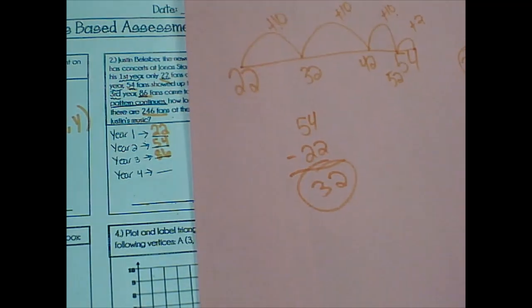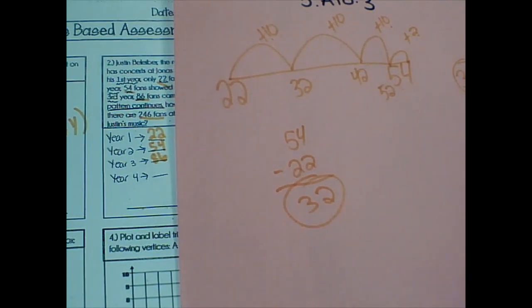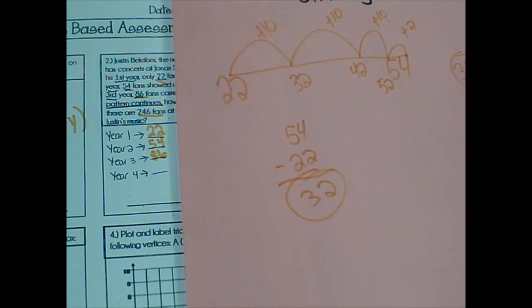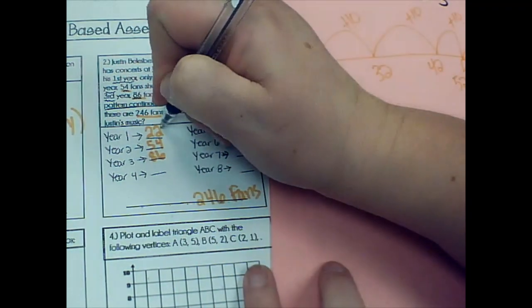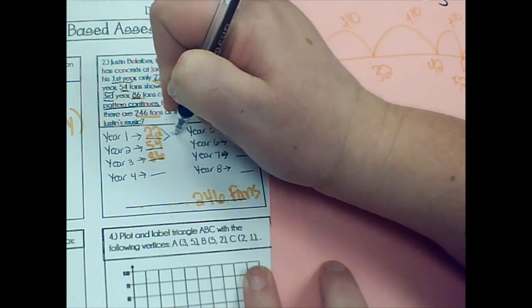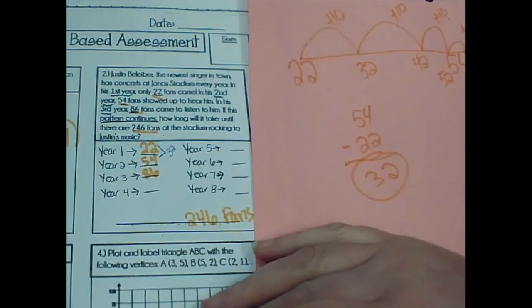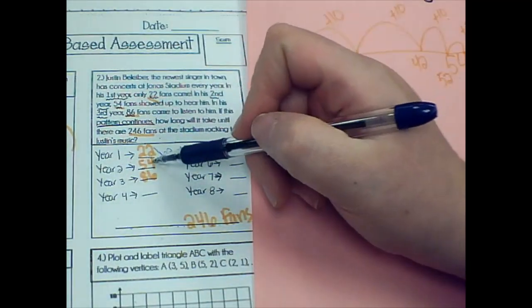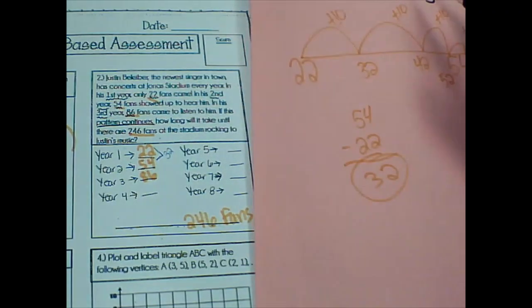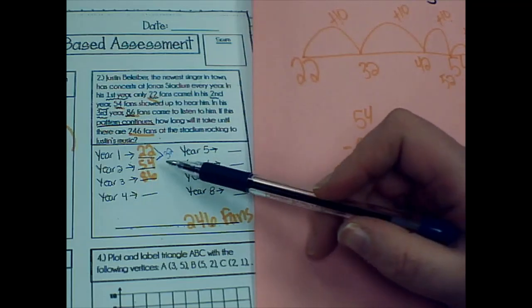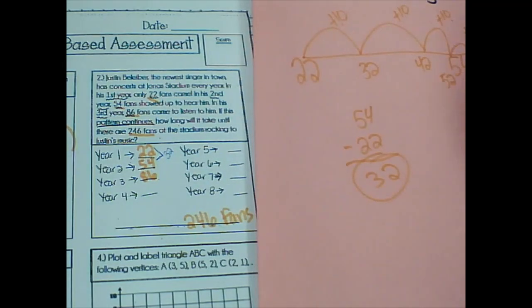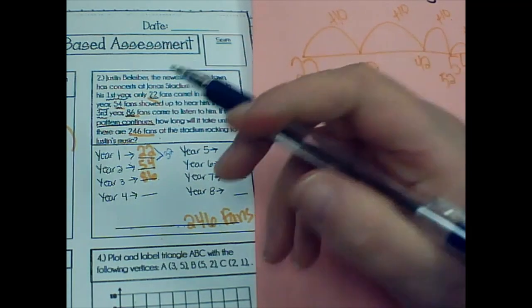And I get 32. So either way, this is just another strategy for you to use if you didn't want to use subtraction. So I know right now that the difference between 22 and 54 is 32. Now, if the difference between 54 and 86 is also 32, it's safe to say that my pattern is going to be adding 32 each time. But let's see if that's the case.